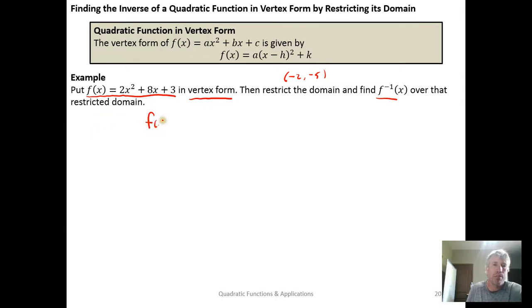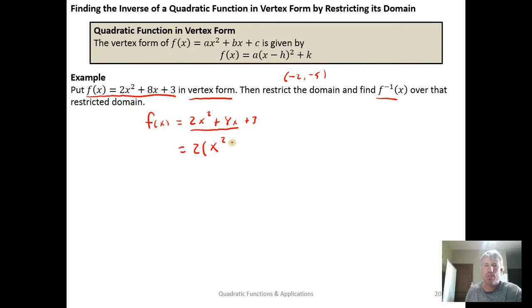So f of x equals 2x squared plus 8x plus 3. For vertex form, we did that in previous videos by isolating the terms that contain x's, so the x squared term and the x term, by realizing that we're going to complete the square on those terms. And to complete the square, we know that we need a leading coefficient of 1 on the x squared. So we're going to factor the 2 off of the x squared and off of the 8x.